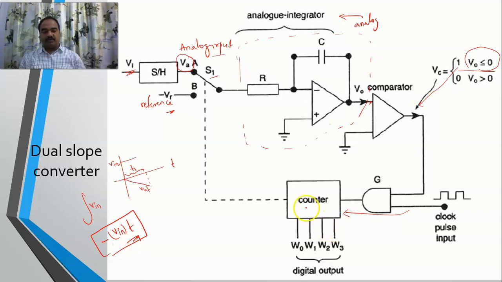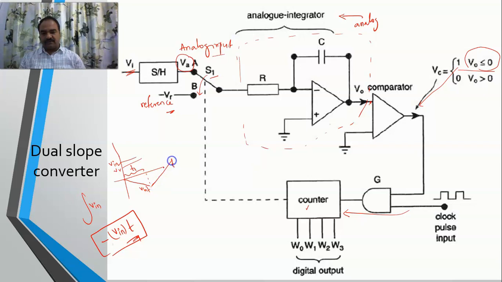So slowly my counter goes on increasing, and after some time T1, which is of my own choice, I will move the switch to the B position. VR is a reference value. I don't know what VR is. Let us suppose VR is something less than this value, V input. If it is less than this value, it may take too much time, right?